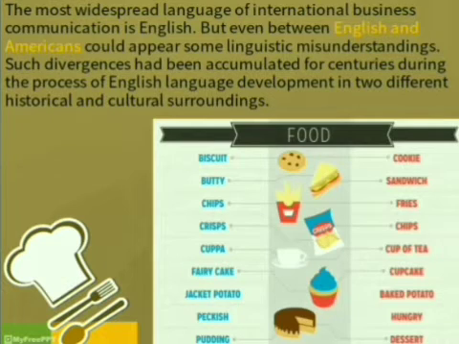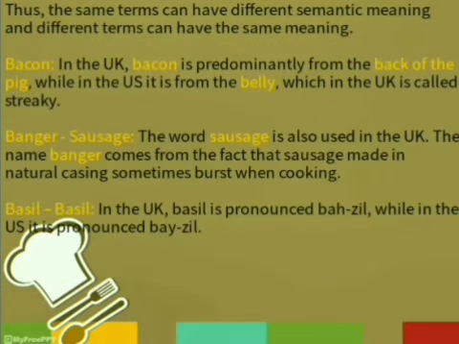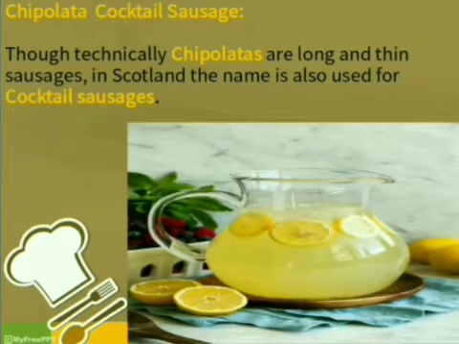Such divergence has accumulated for centuries during the development of the English language in two different historical and cultural surroundings. Looking at the screen, you can see two names for the same food. For example, bacon in the UK is prepared from the back of the pig, while in the USA it is called belly. The word sausage is also used in the UK. The name banger comes from the fact that sausage is made from the parts of the meat.